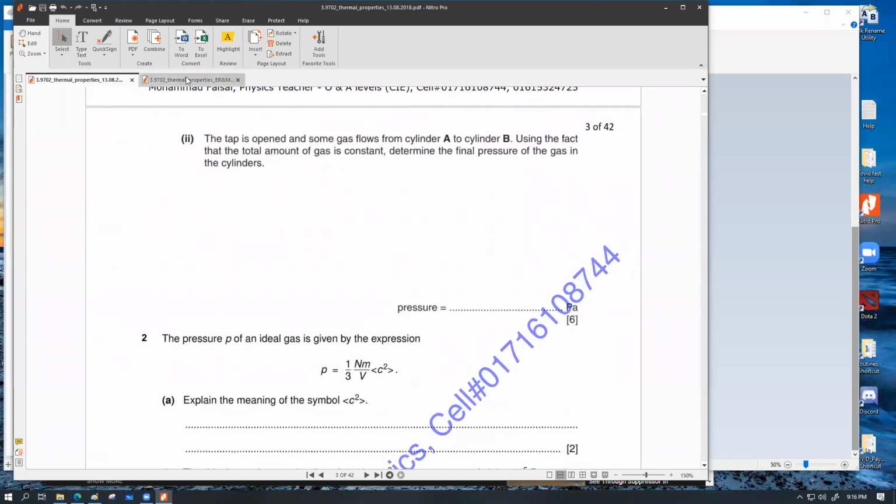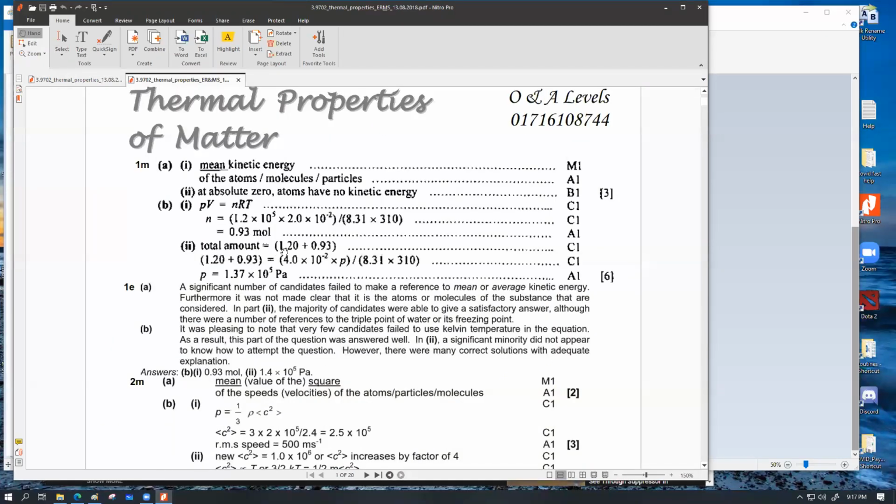So this is number 2. Let's have a look at the mark scheme. Total amount of gas is this many moles. So they have done n equals total volume into pressure divided by RT, so they have used n equals PV by RT. I don't know why they use this equation. Honestly speaking, this is a very old mark scheme. You can have a look at the writing of the mark scheme. So it's a very old question. Anyway, they have basically used PV equals nRT over here and found the final pressure.